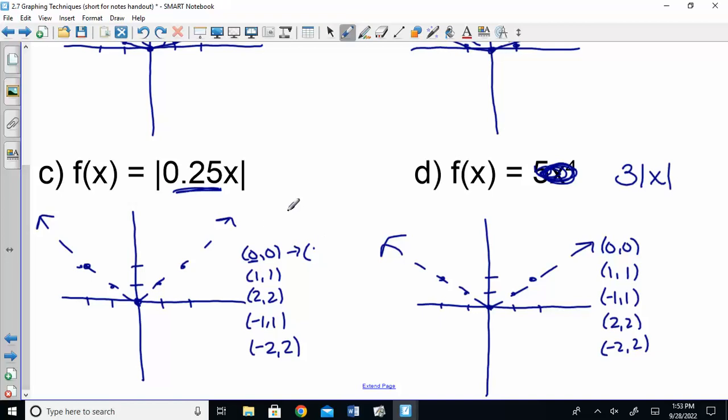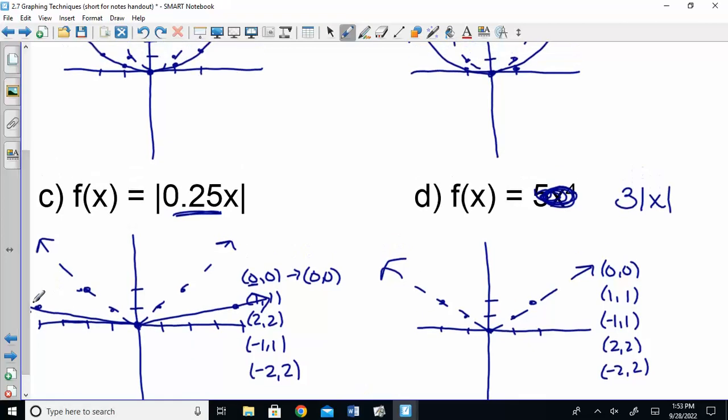So did everybody have the right parent function? Looks like a V. So if you take those X's times 4, you get 0, 0. 1, 1, if you take your X times 4, we'll go to 4, 1. You could do 2, 2 if you wanted. It would go to 8, 2. Negative 1, 1, if you take your X times 4, goes to negative 4, 1. Negative 8, 2. So we get this horizontal stretch. Looks like that.